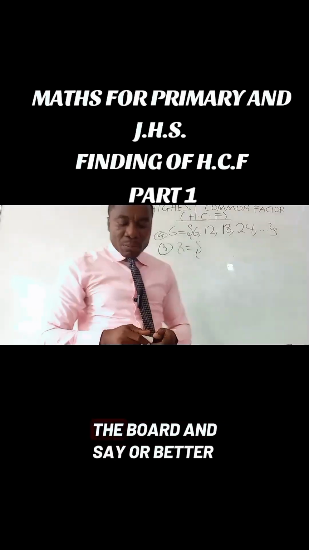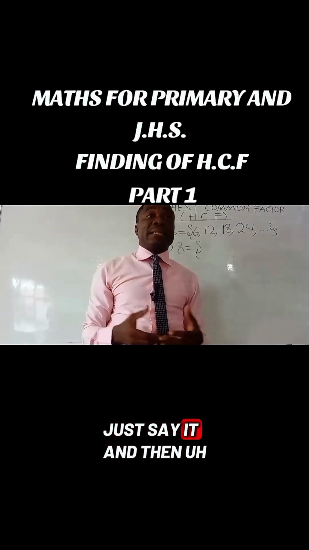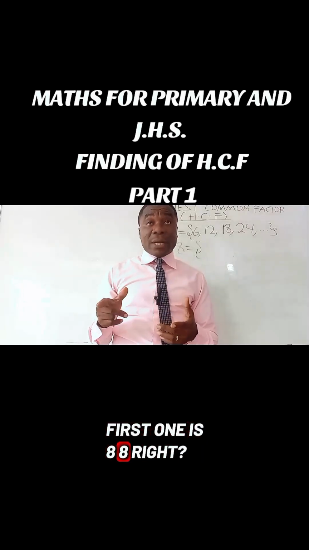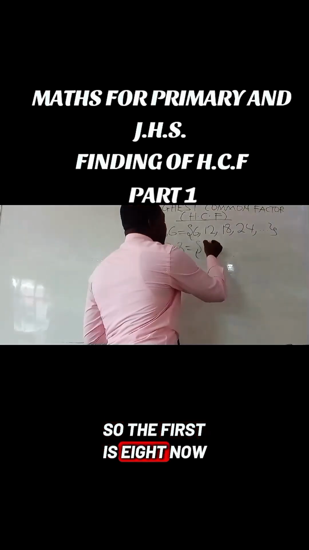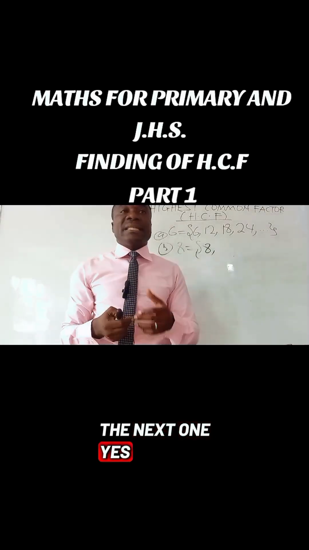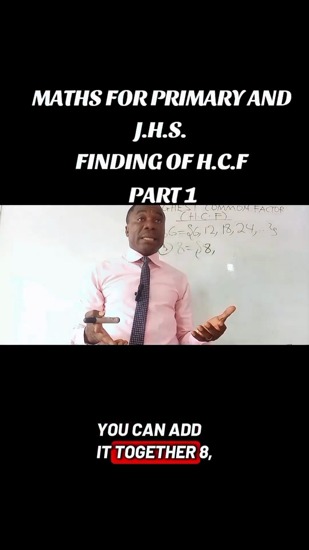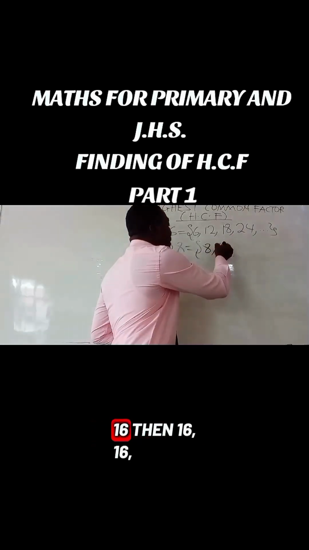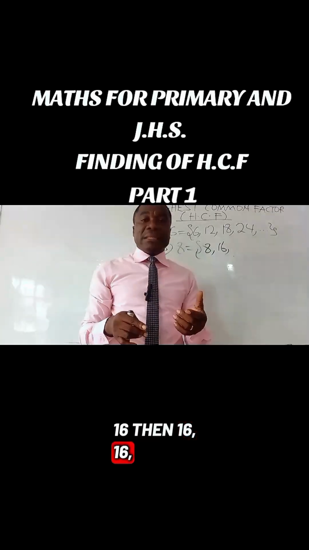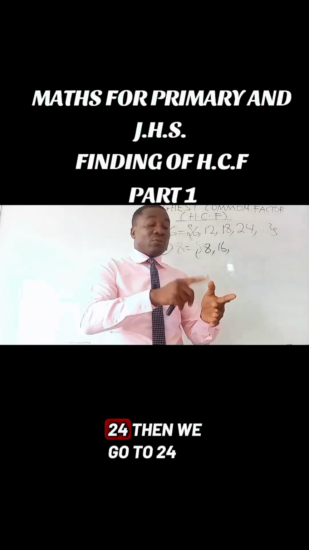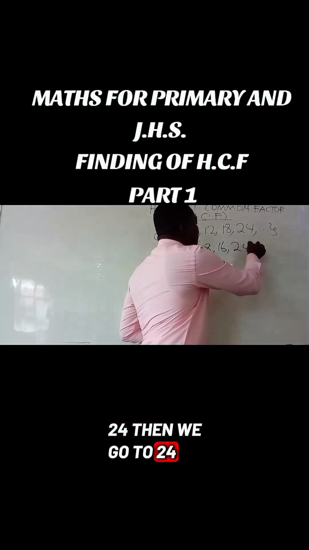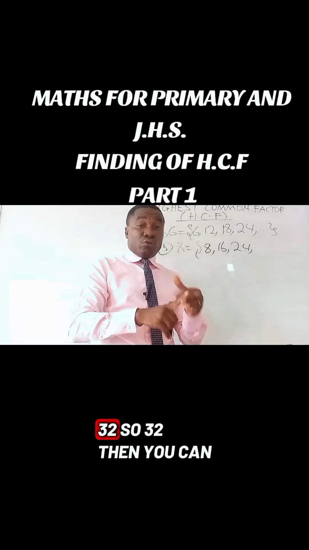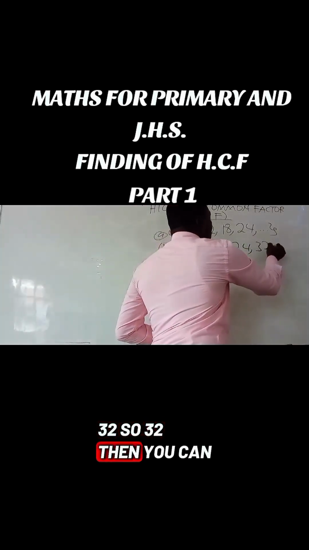I want someone to come to the board and say it, or better just say it, and then I'll write it. First one is 8. Good. Now the next one, just add on your fingers: 8, 9, 10, 11, 12, 13, 14, 15, 16. So the next number is 16. Then 16, 17, 18, 19, 20, 21, 22, 23, 24. Then we go to 24: 25, 26, 27, 28, 29, 30, 31, 32. So 32. Then you can end it.